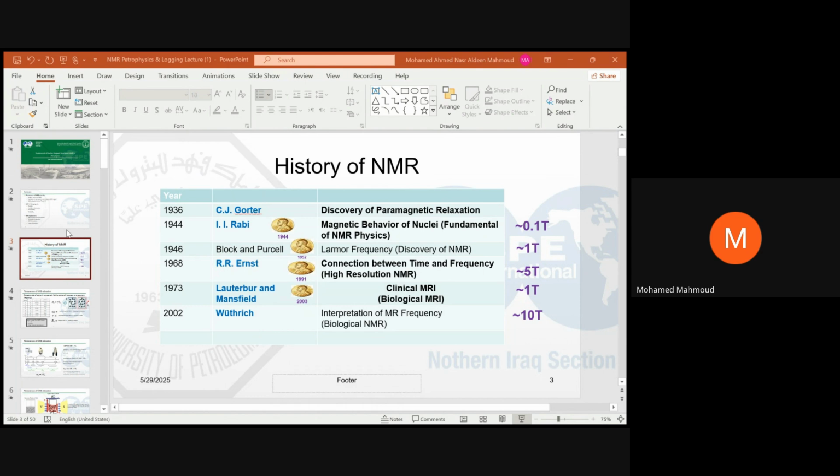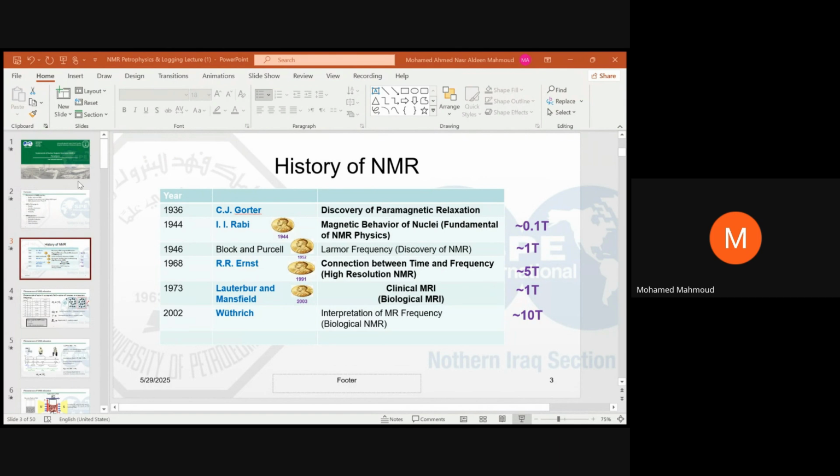We cannot assess carbon 12 because its spin is 0, but carbon 13, which is the isotope of carbon 12, we can detect with NMR. In addition, there is the isotope O17 of oxygen, and also sodium 23, which has a high spin number.